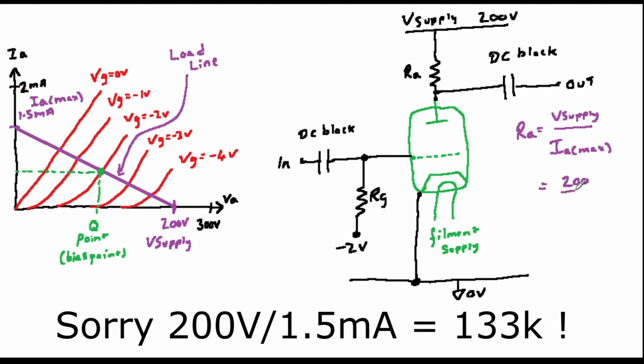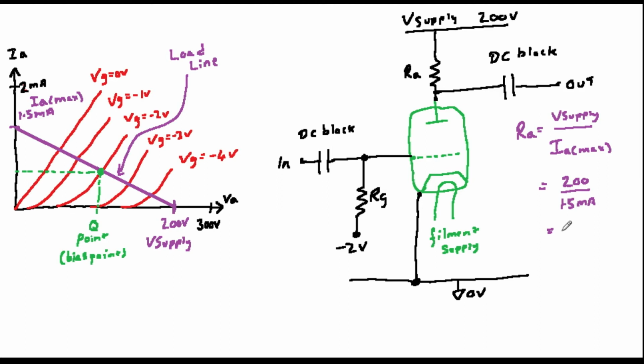To bias the device correctly, we need to put -2 volts onto the grid. This will put us in the middle of the load line, and we do this through a large resistor RG. This has exactly the same function as the equivalent resistor in an FET amplifier, and in a small signal amplifier, 1 megohm is a common choice.